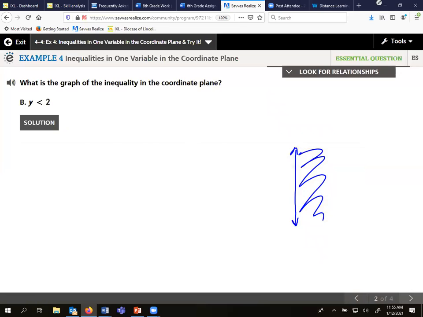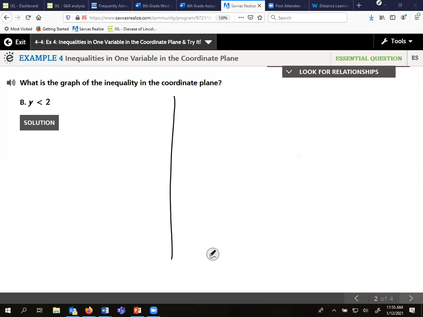Think about this. If I have a coordinate plane, and I want everywhere that y is less than 2. If I look on my y-axis, 2 is right here, so my line's going to pass through that. Will my line be solid or dashed? Dashed, because there's no line underneath there.